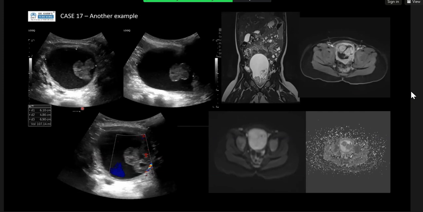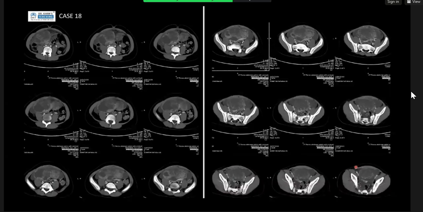So similar example, or rather similar diagnosis, but different case. Seeing how it looks on MR, with evidence of restricted diffusion. Okay. Next case.